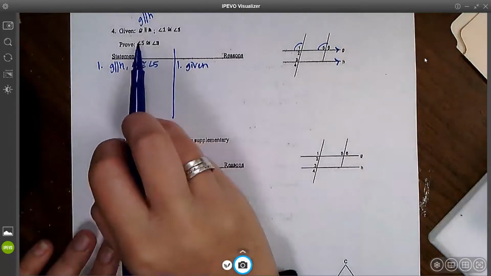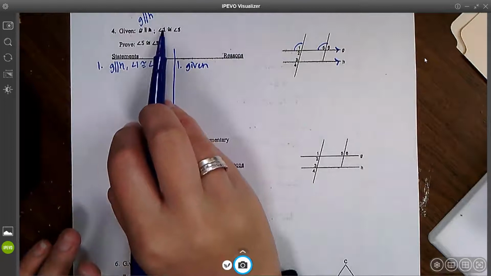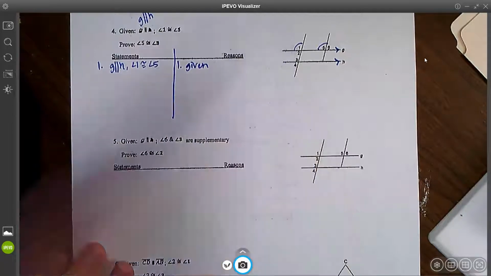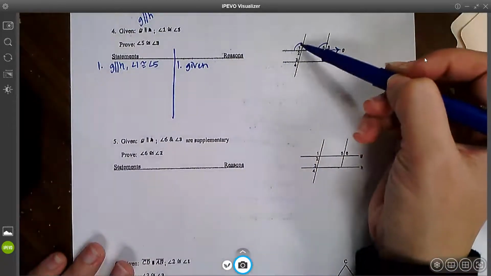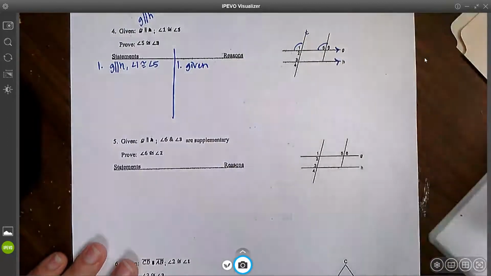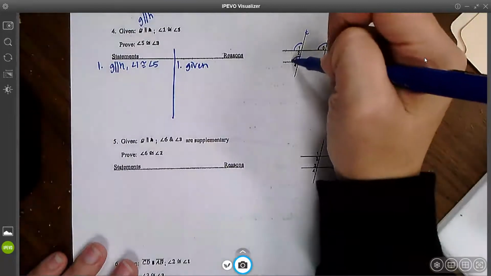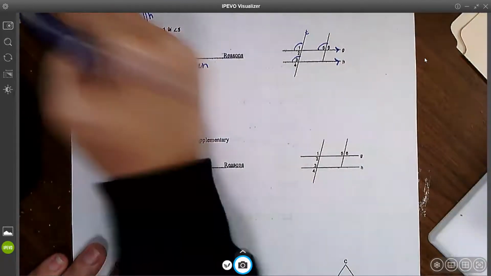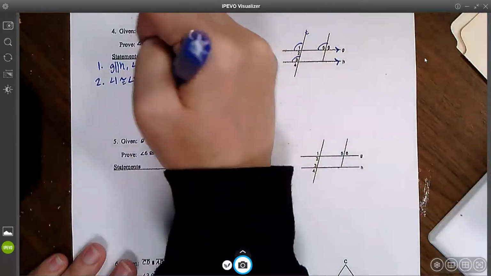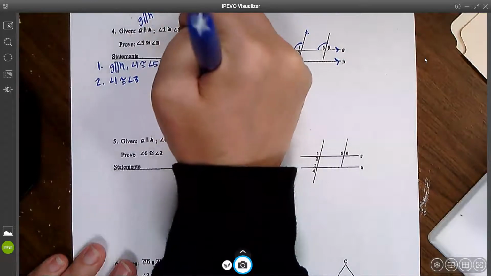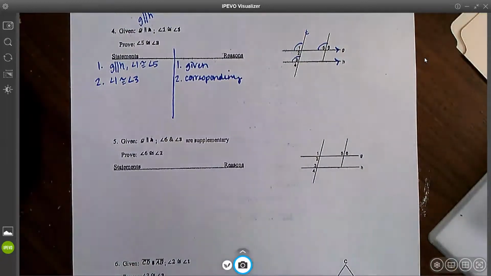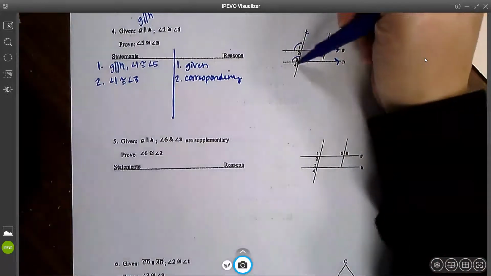Because I want to prove 5 and 3, I'm going to start with angle 1, and I'm going to relate it to angle 3 first. I can see a clear relation there, 1 and 3, because G and H are parallel. This would be our transversal. I'm just going to call it T. That means that 1 and 3 would be congruent because they are corresponding angles. So number 2, angle 1 is congruent to angle 3 because they are corresponding. Remember, corresponding means that they are in the same relative position at the intersection. This one's at the top left, this one's at the top left.